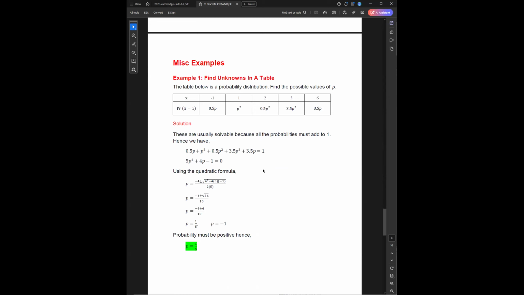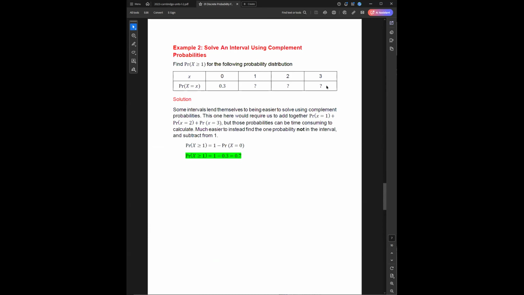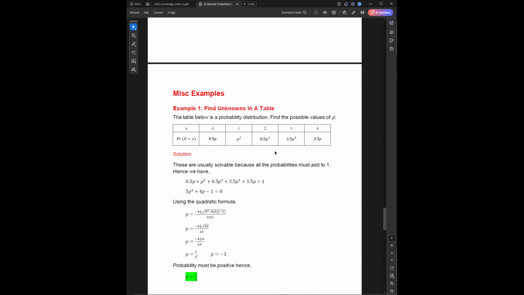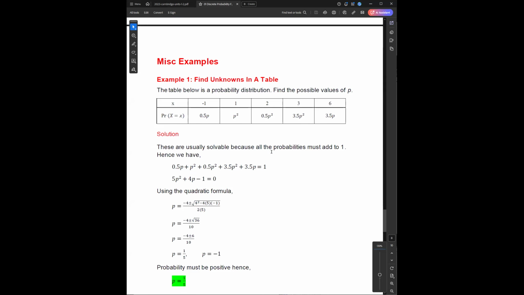The last and probably most complicated bit of this area of study is when there are unknowns in the table. We kind of had a look at that with the question marks here. This one's a little bit different though. You can see we've got quadratics in there. We've got x or p squared terms in here.